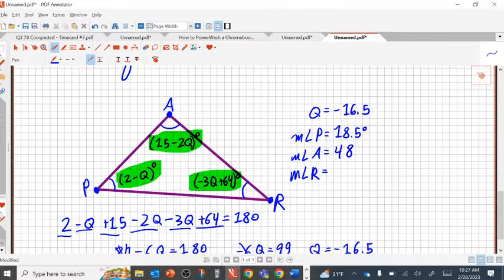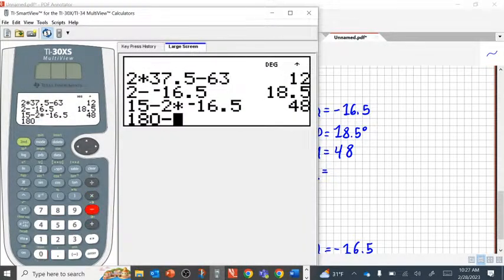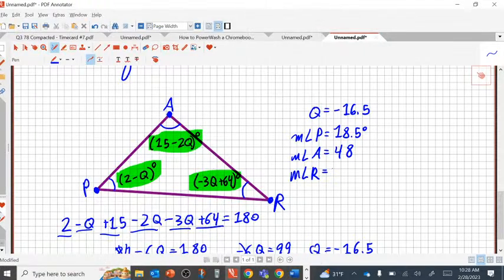Honestly, we can either put that in, negative 3 times negative 16.5 plus 64, or we can just say, well, 180 minus 18.5 for angle P minus 48 for angle A had better give me 113.5 degrees for angle R. As you can see, super not drawn to scale.